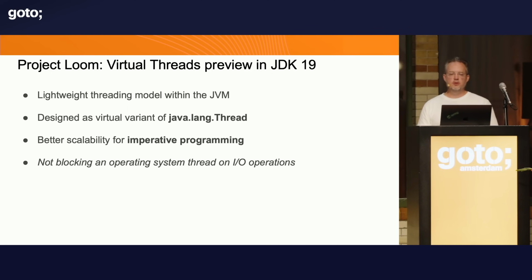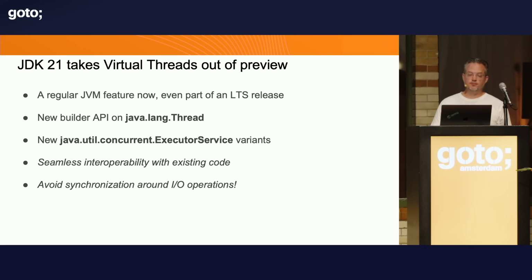So, Project Loom, right? Virtual threads were previewed in JDK 19. The goal is to have a lightweight threading model within the JVM itself, designed as a virtual variant of the existing java.lang.Thread, so we won't have to change too much of our code. The main goal is to give us better scalability in an imperative programming model instead of having to switch to a reactive programming model. So basically, you don't want to be blocking any operating system threads when we're doing I/O operations.